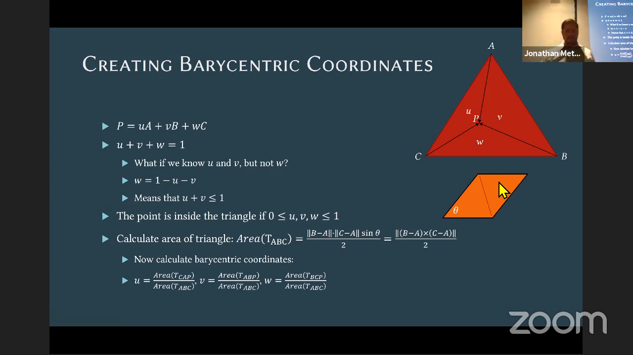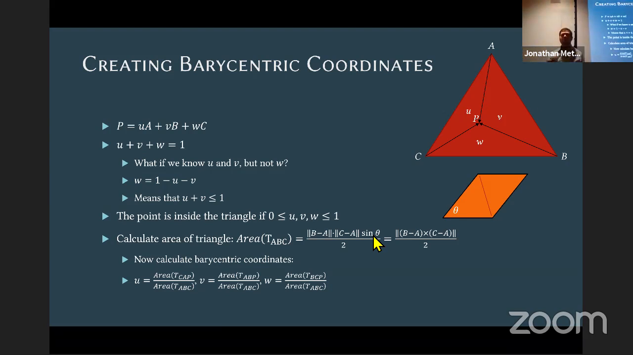And we can see that B minus A is simply the edge, so that's edge number 1, and C minus A is edge number 2. We multiply the length of this one times the length of this one, divide that by 2, but we also have to multiply by sine theta, because that's going to cause our area to decrease. So go back to our mathematics.